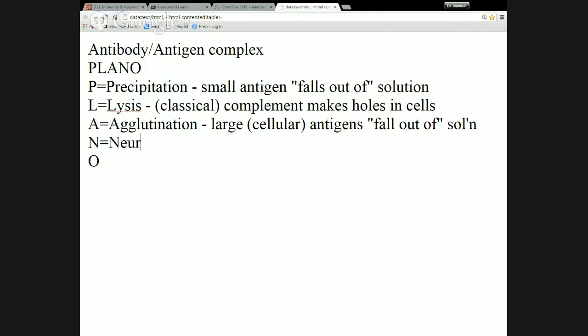N equals neutralization, which is to make the antigen ineffective. A good example of this is if you get viral particles into your system, if they're suddenly covered in antibodies, then the virus particle itself can't interact with the host cell that it's trying to infect.